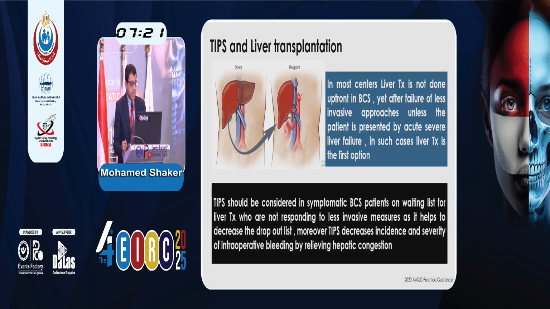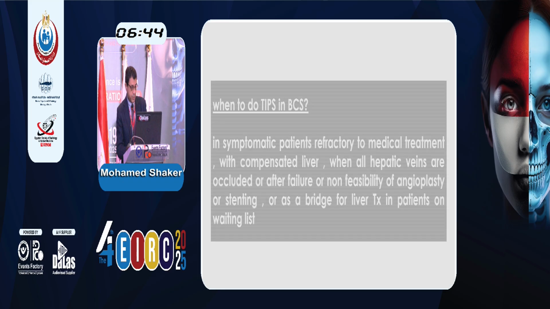The relation between TIPS and liver transplantation: when to do TIPS and liver transplantation. In most centers, liver transplantation is not done upfront in Budd-Chiari syndrome, yet can be done after failure of less invasive approaches, unless the patient presents with acute severe liver failure. In this case, liver transplantation is done upfront. TIPS should be considered in symptomatic Budd-Chiari syndrome patients on the waiting list for liver transplantation who are not responding to less invasive measures, as it helps to decrease the dropout list. Moreover, TIPS decreases the incidence and severity of intraoperative bleeding by relieving the hepatic congestion. So surgeons always prefer to do TIPS before liver transplantation at our center.